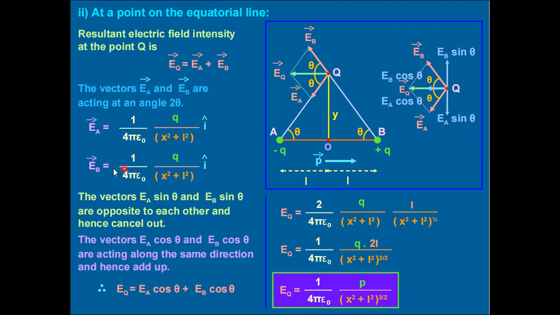Using Coulomb's law, we get this. Similarly, the components EA sin theta and EB sin theta are opposite to each other and hence cancel out. Only the cos theta components along the base will exist; along the perpendicular, sin theta, the electric field will be removed. The vectors EA cos theta and EB cos theta act along the same direction. This is why the electric field at point Q can be denoted by EA cos theta plus EB cos theta. Cos theta equals base by hypotenuse. After simplification, we get this one. This is very important for you. At a point on the equatorial line, the resultant electric field.